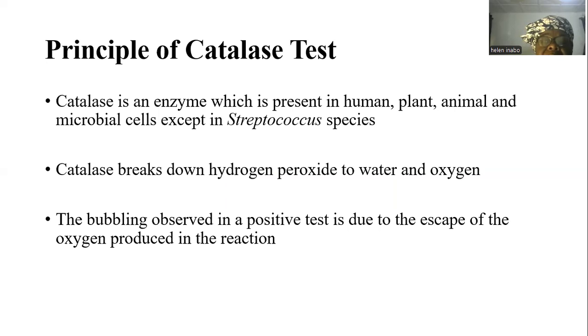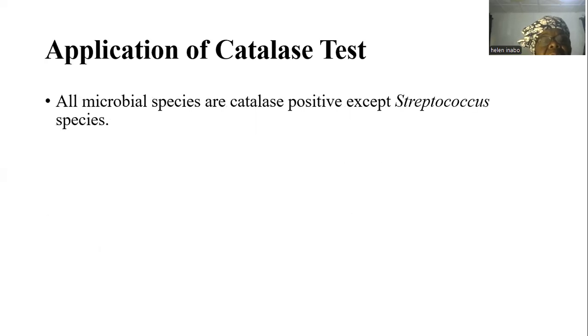What is the principle behind the catalase test? Catalase is an enzyme which is present in humans, plants, and animals, as well as microbial cells, except in Streptococcus species. So it's more significant where it is negative. So the organism to suspect is Streptococcus species. The catalase breaks down hydrogen peroxide to water and oxygen, and the bubbling observed in a positive test is due to the escape of the oxygen produced in the reaction. In the application of the catalase test, all microbial cells are catalase positive except Streptococcus species.